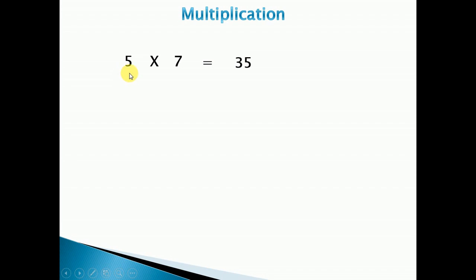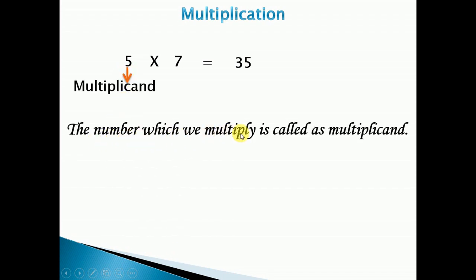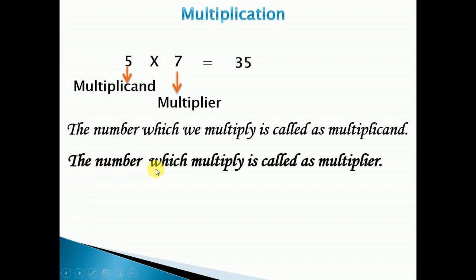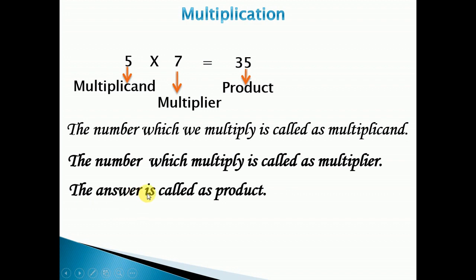Here 5 is the multiplicand. The number which we multiply is called the multiplicand. 7 is the multiplier. The number by which we multiply is called the multiplier. 35 is the product. The answer is called the product.